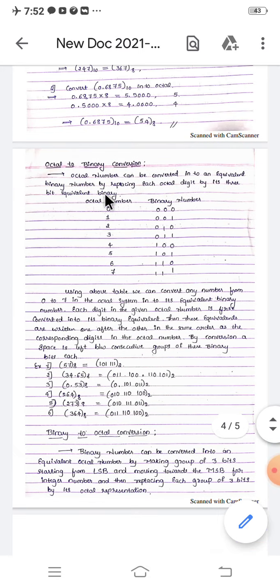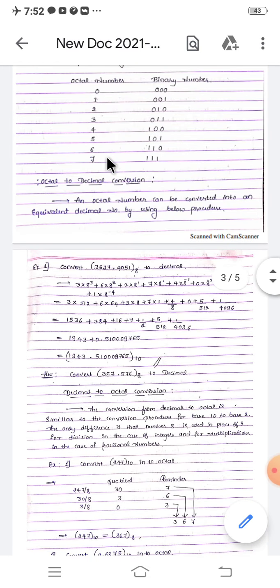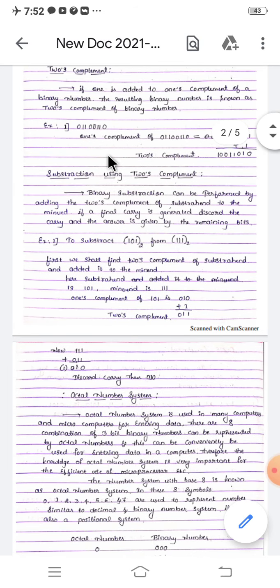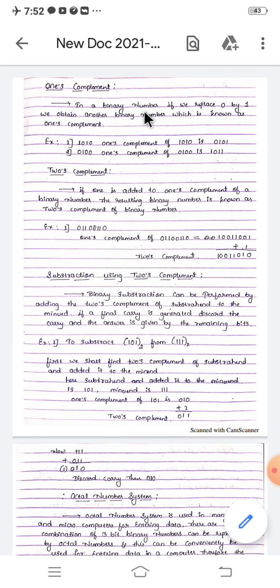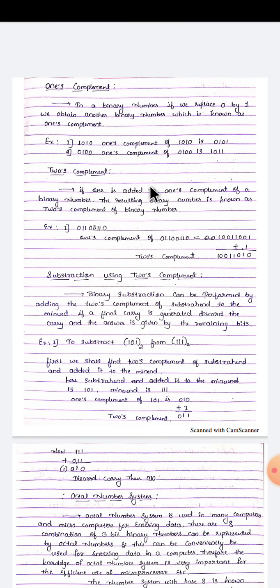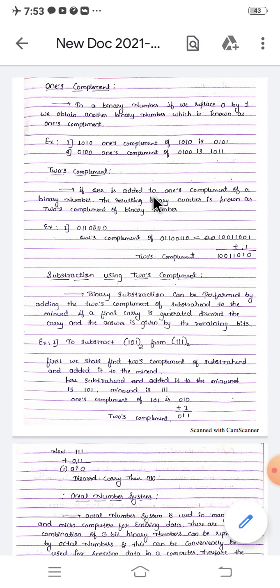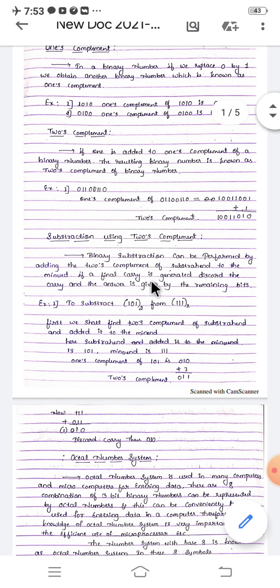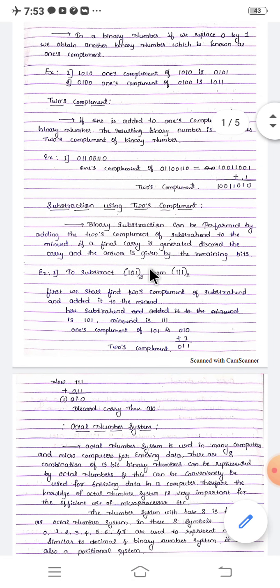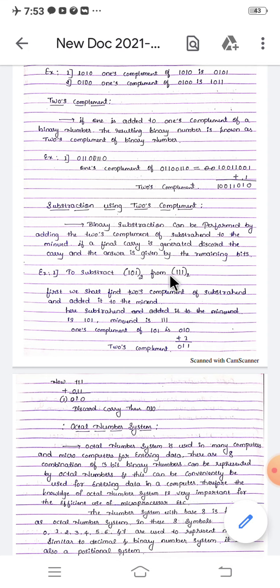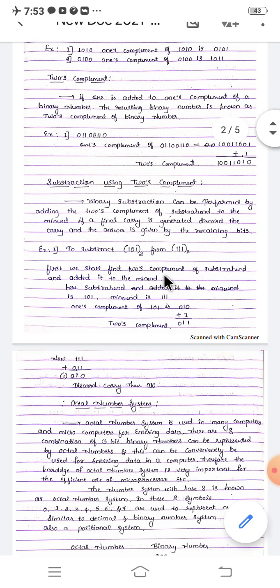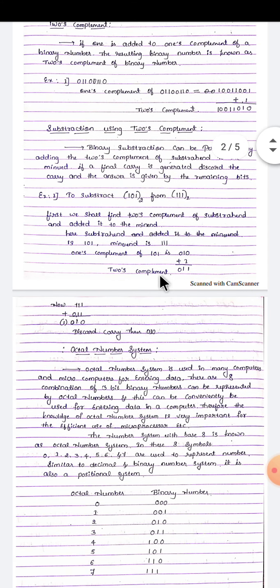So what did we discuss in this class? First, ones complement and twos complement. What do you mean by ones complement? Replace every 1 by 0 and every 0 by 1, and we get another binary number; that is the ones complement. Twos complement means adding 1 to the ones complement. Next, subtraction using twos complement: take the twos complement of the subtrahend and add it to the minuend. Then we discard the carry and we get the final answer.